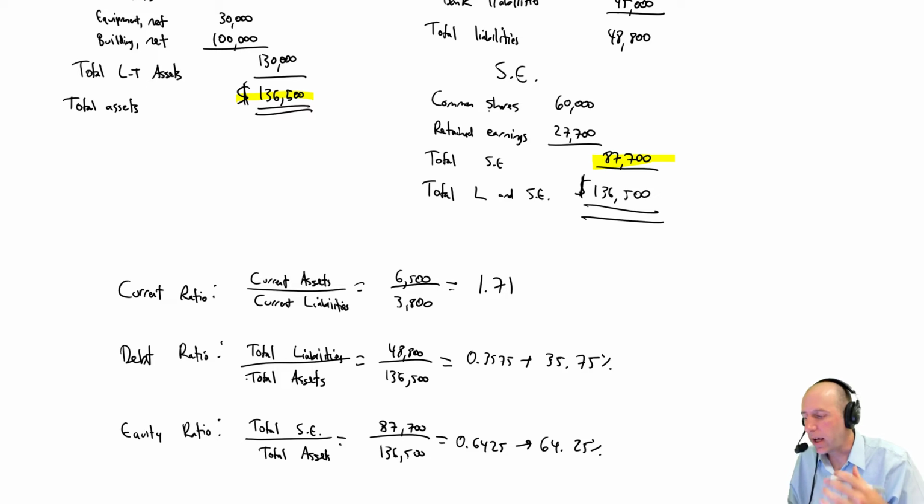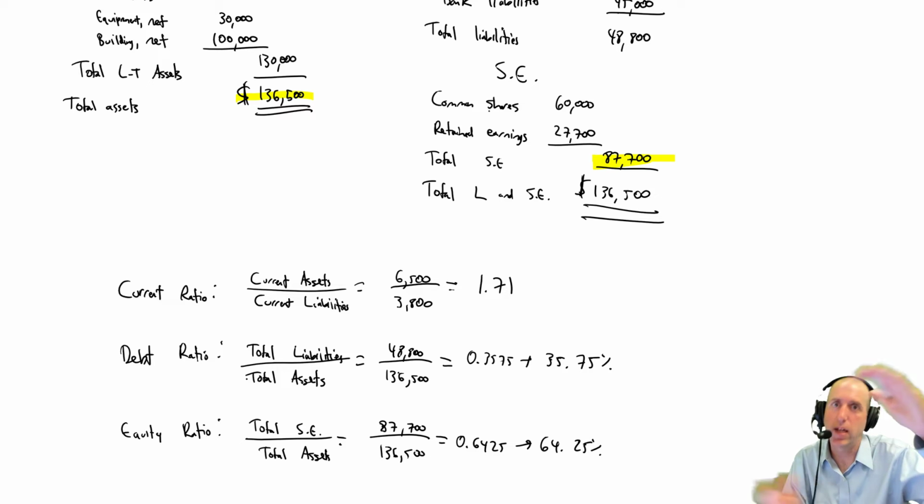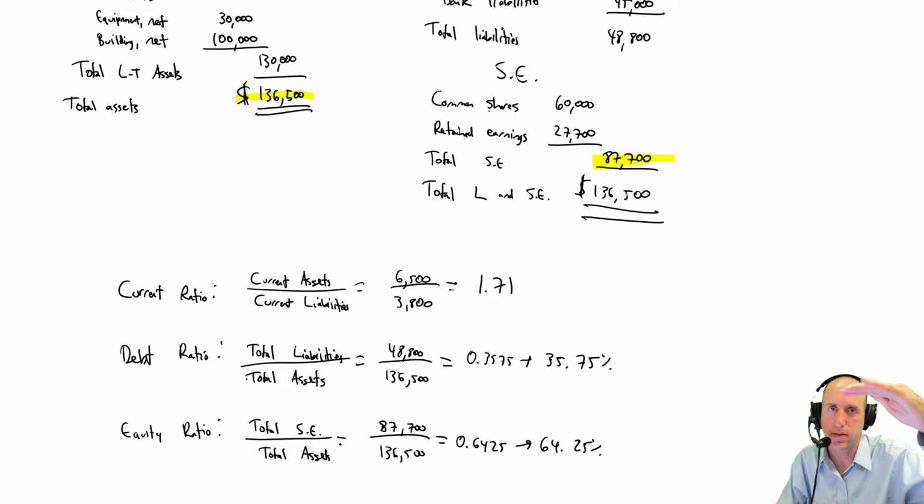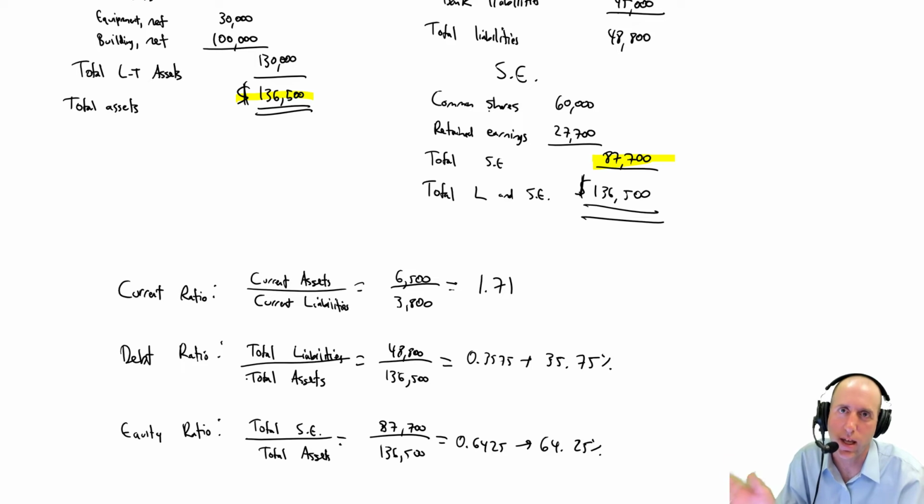So for the debt ratio, bigger is thought of as riskier. And in our class, riskier is worse. So you want to be lower in terms of a debt ratio. You want to be higher in terms of an equity ratio, all else kept equal.